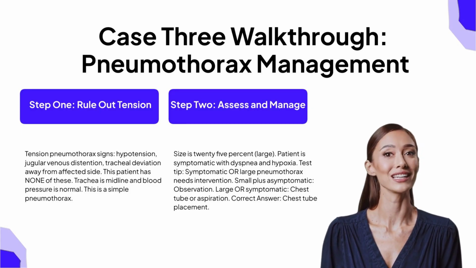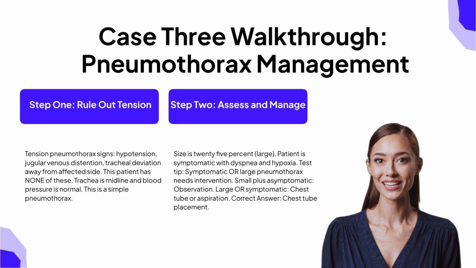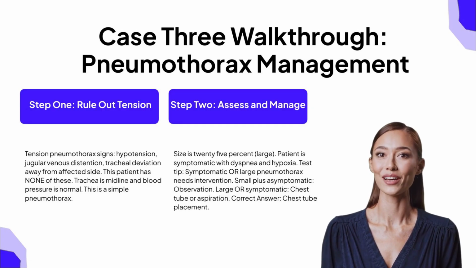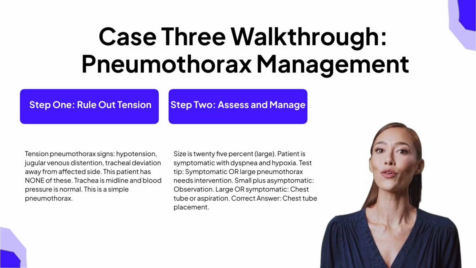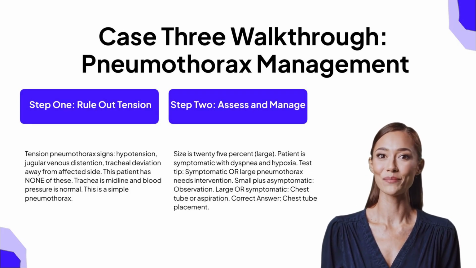Step 2. Assess and manage based on size and symptoms. This patient has a 25% pneumothorax, which is considered large. He's also symptomatic with dyspnea and hypoxia. The key test tip is symptomatic OR large pneumothorax needs intervention. Small plus asymptomatic can be observed. Large OR symptomatic requires chest tube or aspiration. The correct answer is chest tube placement.